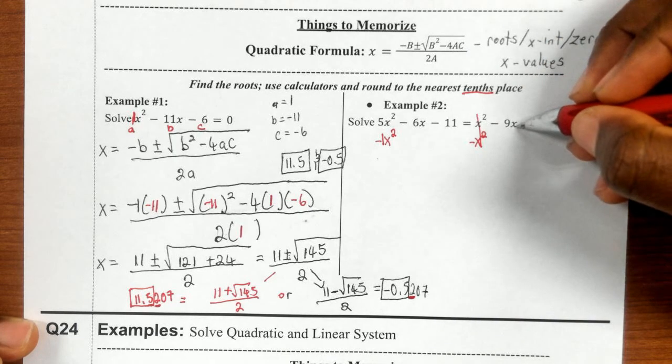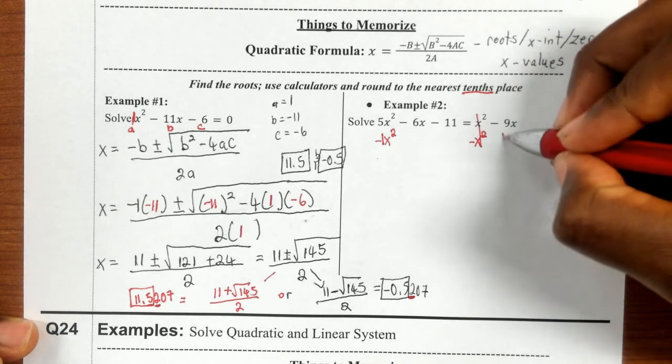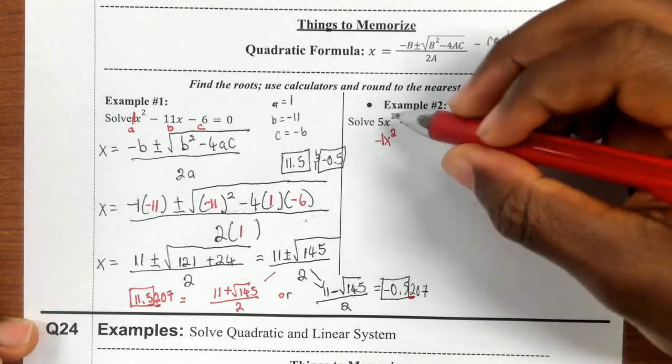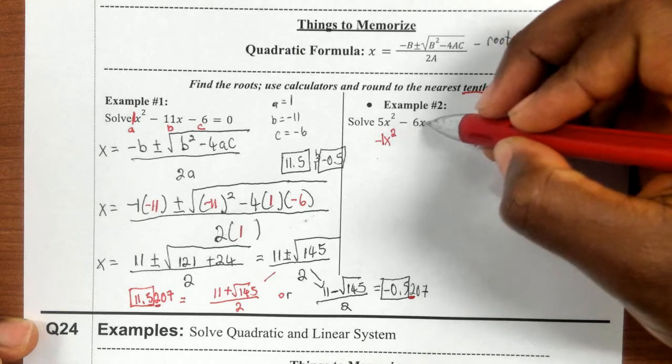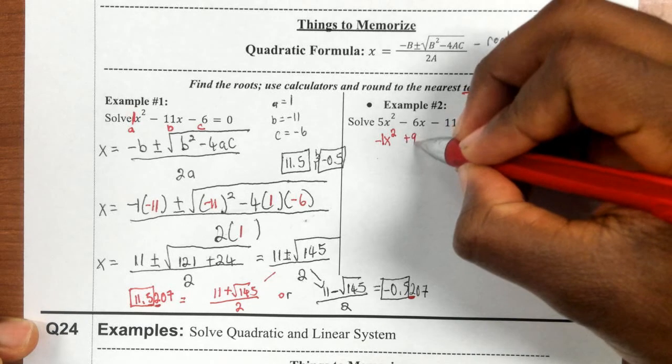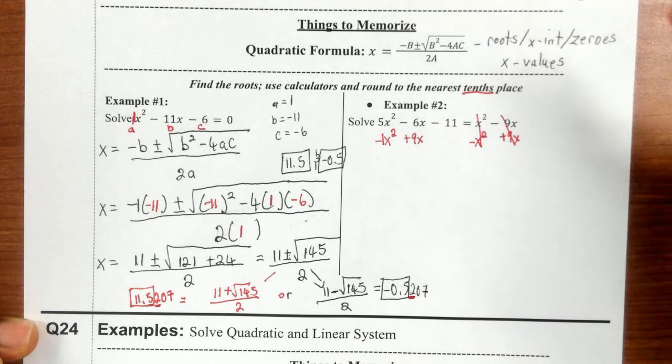How do I move a negative 9x to the other side? I would add 9x to both sides. Would I add it to 5x squared, negative 6x, or negative 11? Yup, to the negative 9x, because that's the like term. Okay? And this gets canceled.